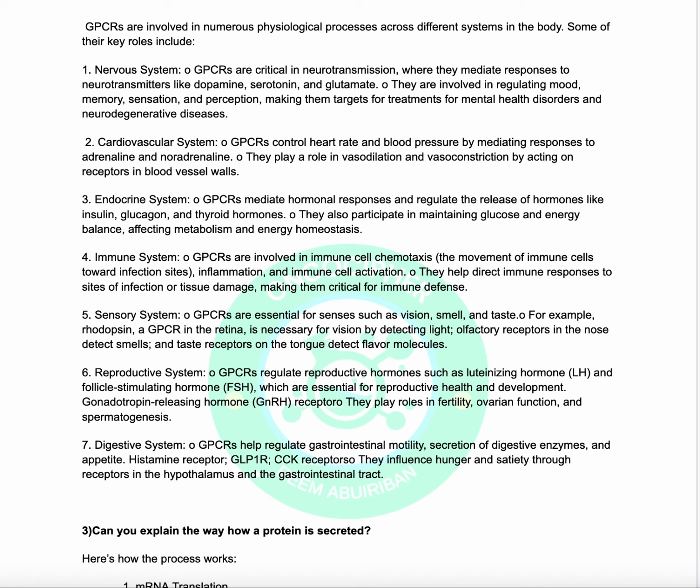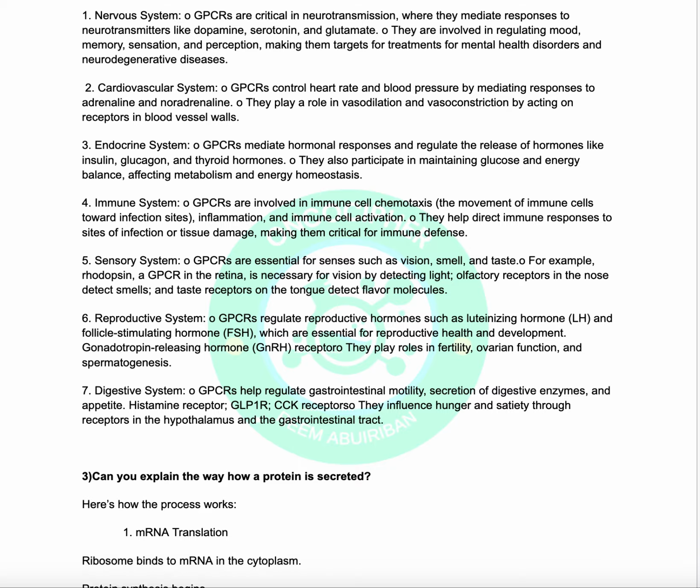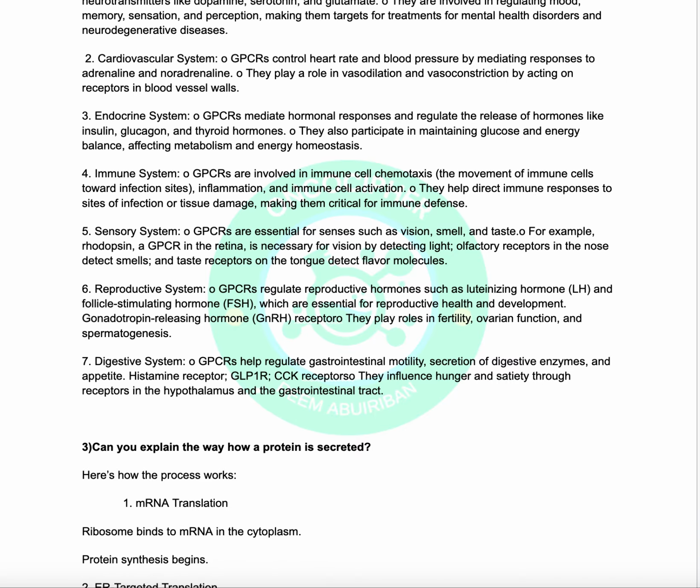About the reproductive system, G proteins regulate reproductive hormones such as luteinizing hormone and follicle stimulating hormone, which are essential for reproductive health and development.